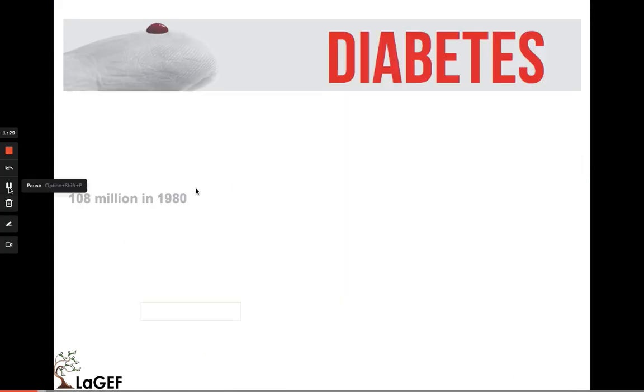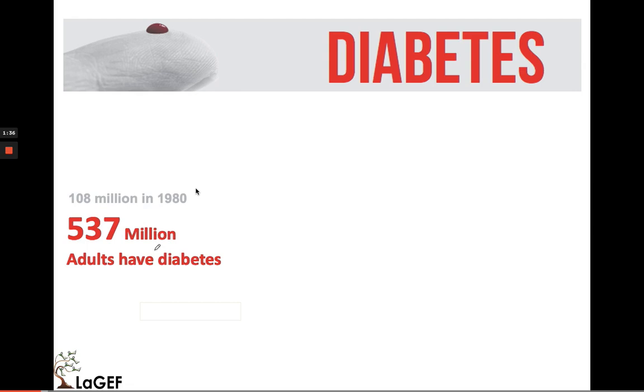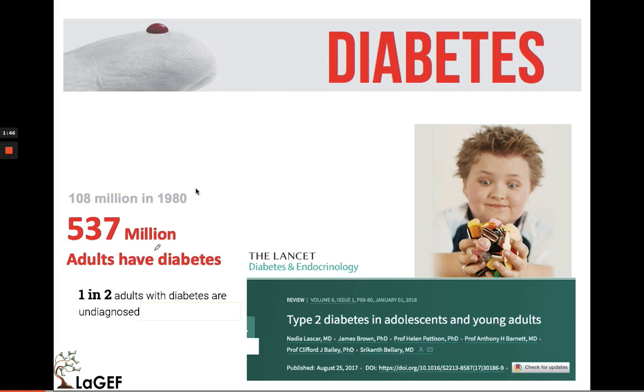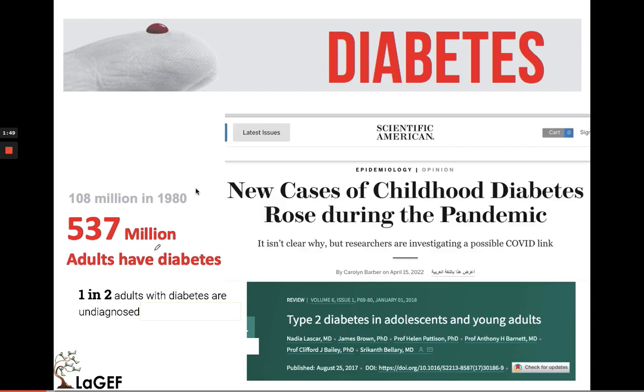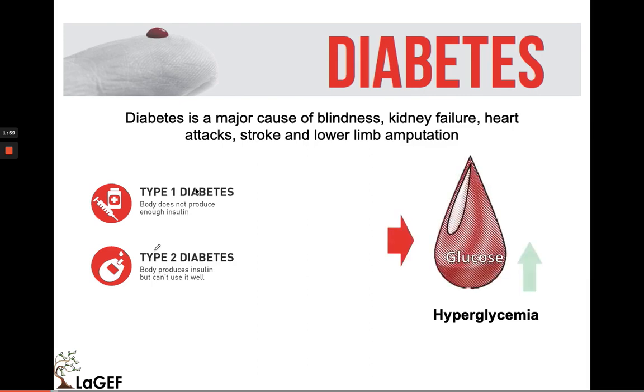Diabetes is also on the rise. It grew 5 times in 40 years, and 1 in 2 adults with diabetes is undiagnosed. It is rising mainly among kids and teenagers, and mainly during the COVID years. We have 2 types of diabetes, diabetes 1 and 2. What they have in common is the high glucose levels in the blood that we call hyperglycemia.